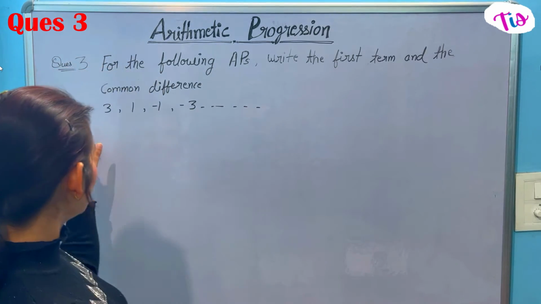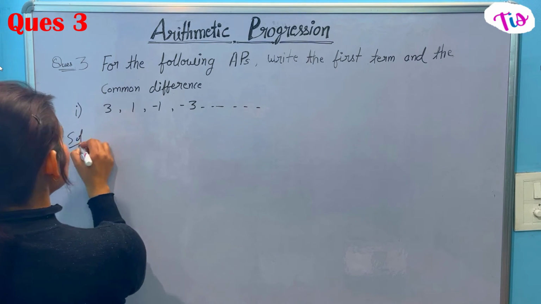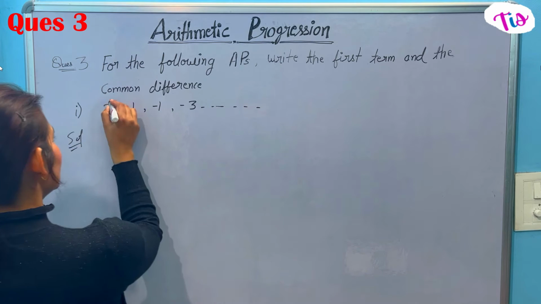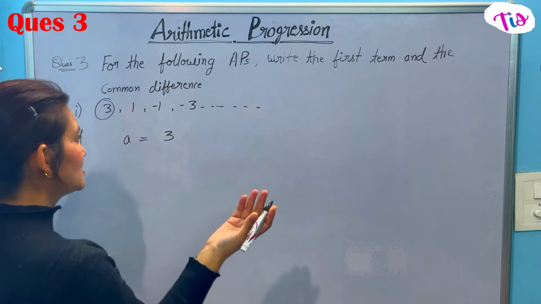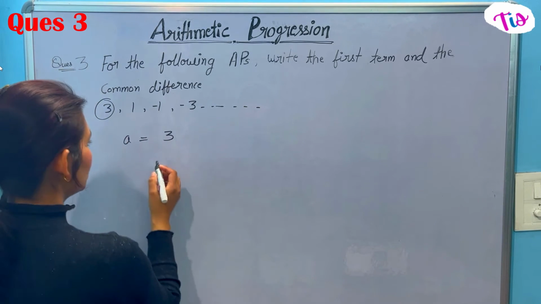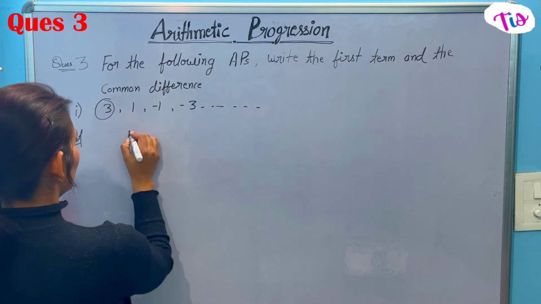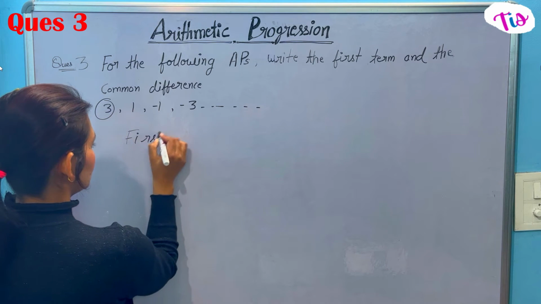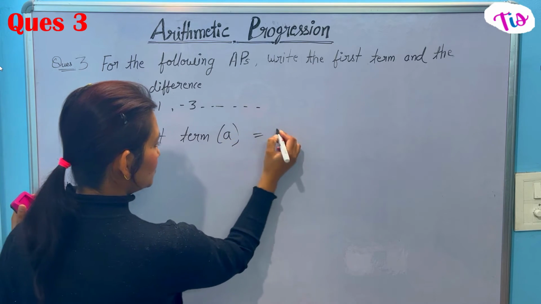Okay. So we are solving the first part here. So what is the first term? Obviously 3 is the first term, right? So the first term is 3. So we'll just write first term is equal to 3.